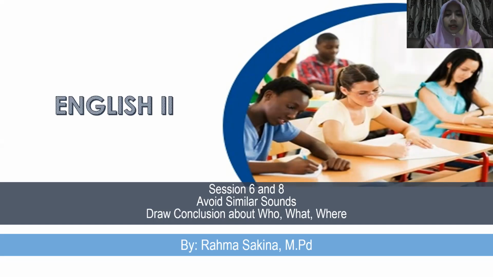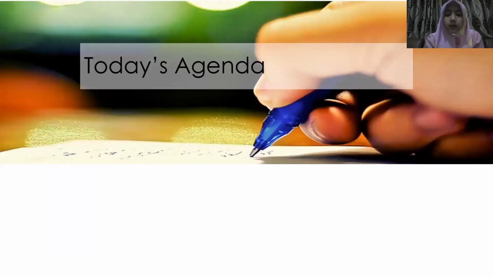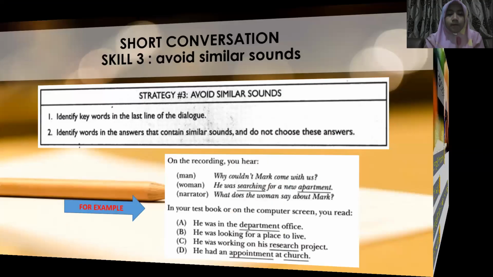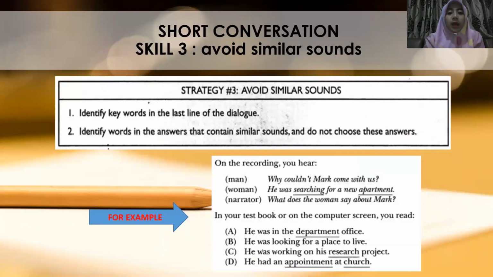Okay, let's see the agenda. Today's agenda. The first one is listening skill 3. It is avoid similar sounds, and then after that we will have TOEFL exercise 3, and we will move on to listening skill 4, draw conclusion about who, what, where, and then after that we will have TOEFL exercise 4. Okay, let's go to the first agenda, listening skill 3, avoid similar sounds. Okay. Ya, actually this is still short conversation, ya.